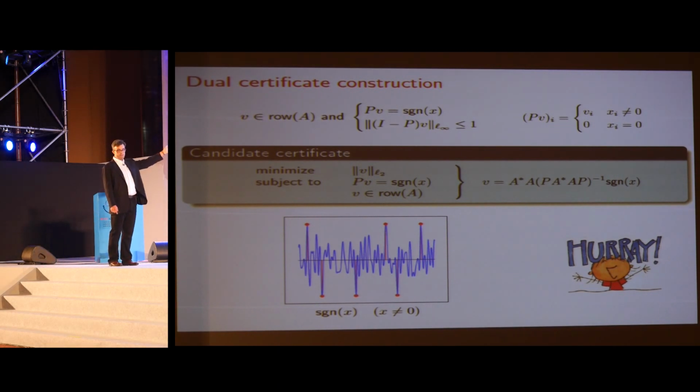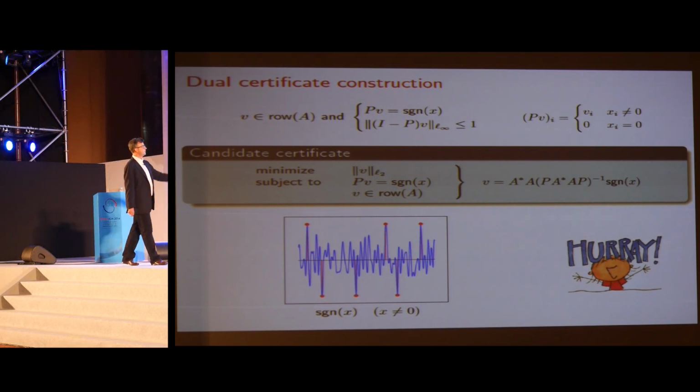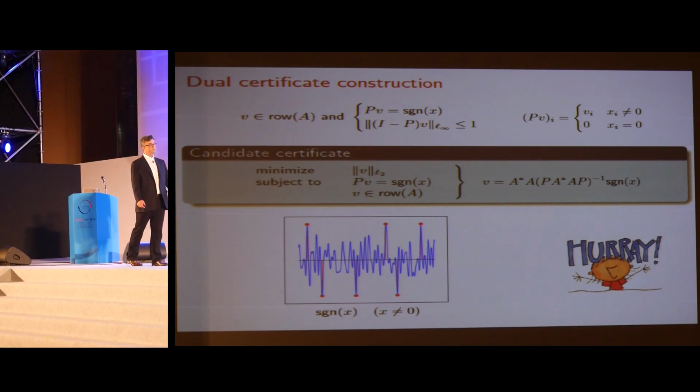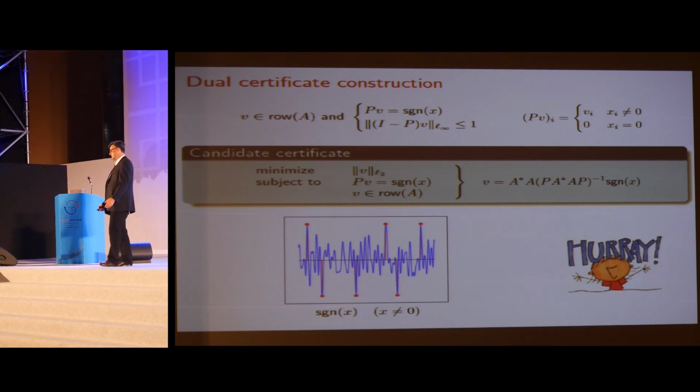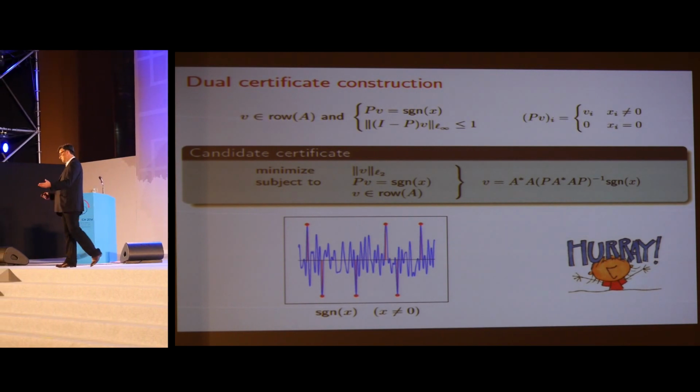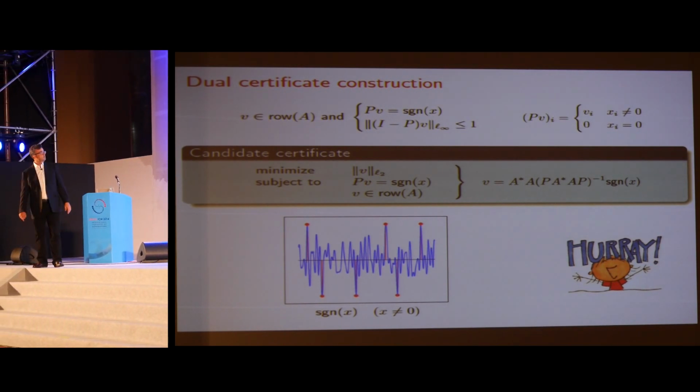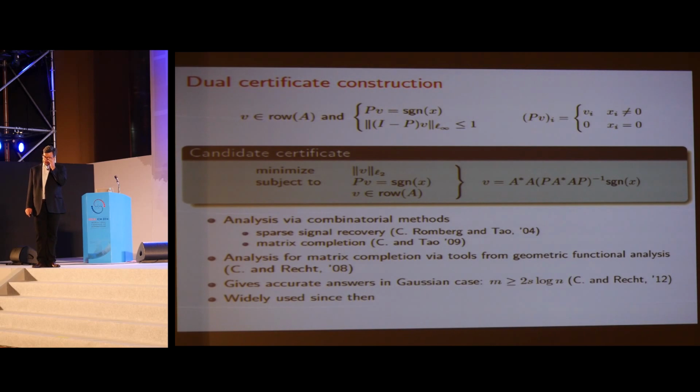It interpolates the sign. It's in the row space by construction. It's less than plus and minus 1 everywhere else. So we succeed. Numerically we can check, but obviously you need to prove theorems. So we're going to have to go through proofs, and the proofs are complicated.